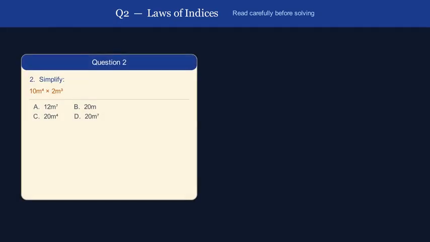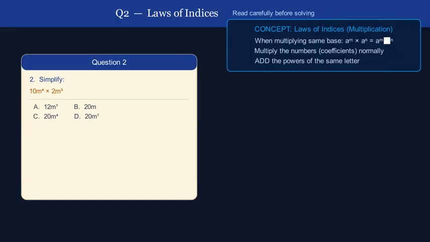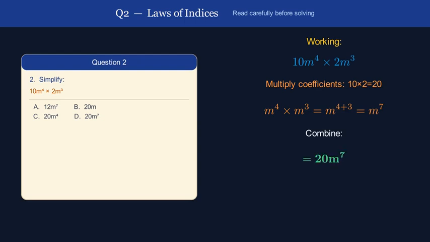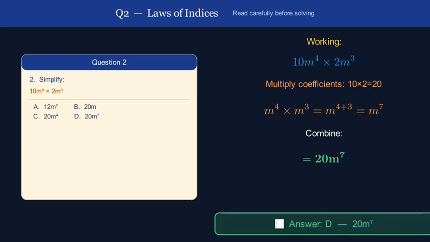Question number 2. 10m to the power of 4 times 2m to the power of 3. This question tests the law of indices. When multiplying terms with the same base, we add the exponents, so that will be 4 plus 3. If it was different, for example, m and n, we will not add. If it was divide and it is the same base, we subtract. So our answer is 20m to the power of 7.